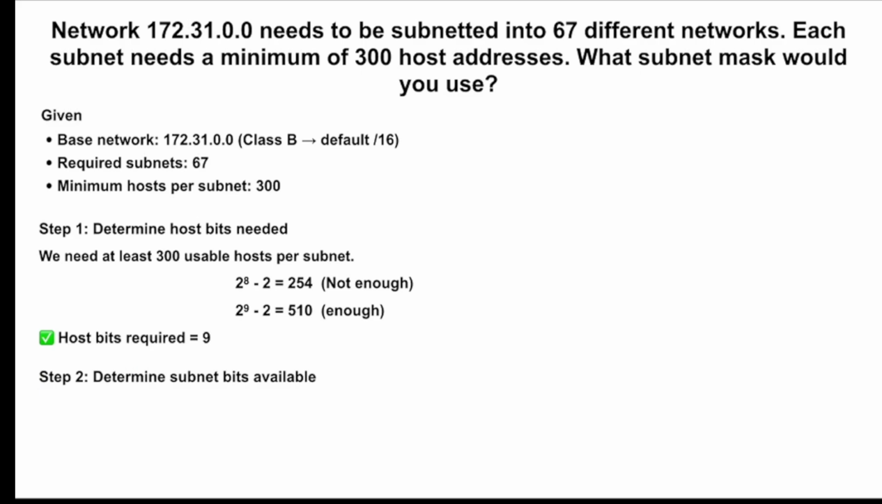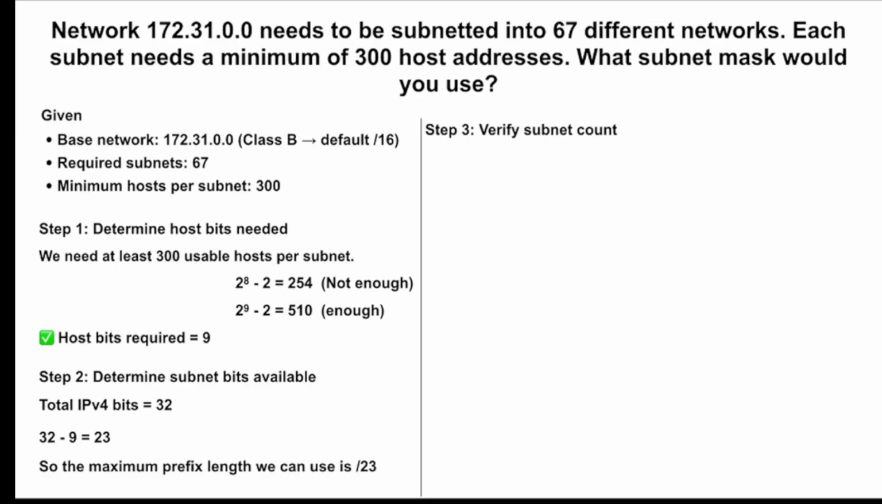In step 2, we need to determine the subnet bits available. We know that an IPv4 address is 32 bits long. So 32 minus 9 is 23. So the maximum prefix length we can use is 23.